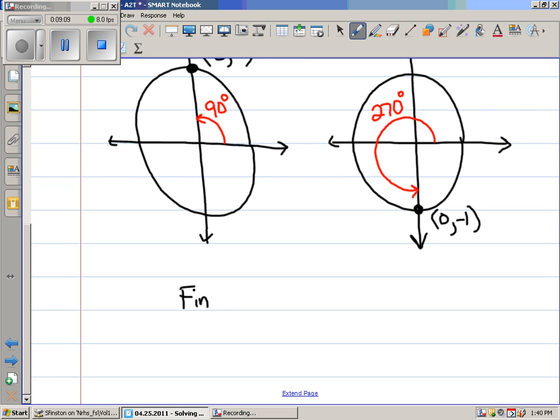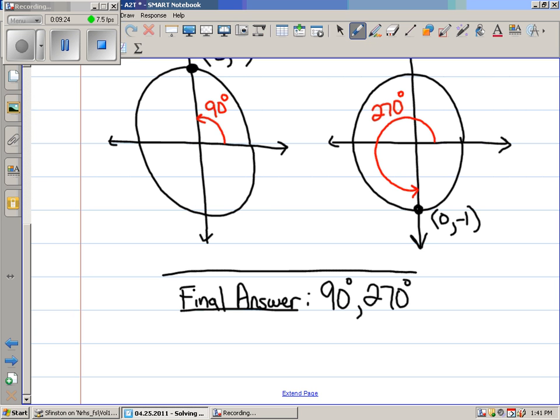Why is it not 180? Think about what the x value is when it's 180. 90 and 270 is our final answer. So we had a question about why it's not 180. At the 180 marker, the cosine is the x coordinate, and the x coordinate over here is -1.